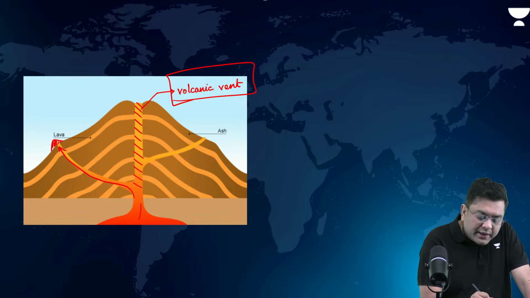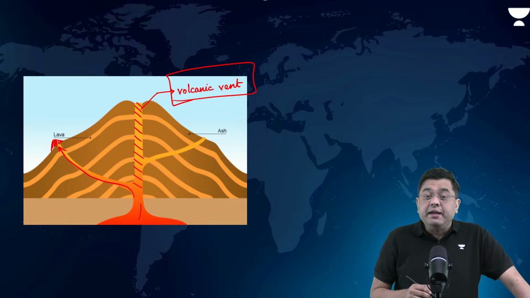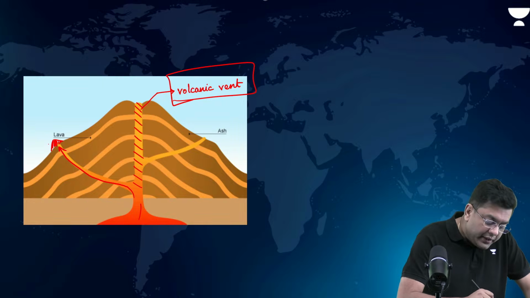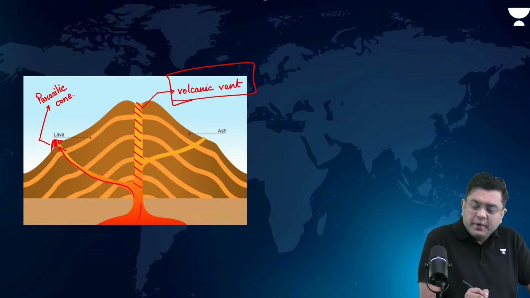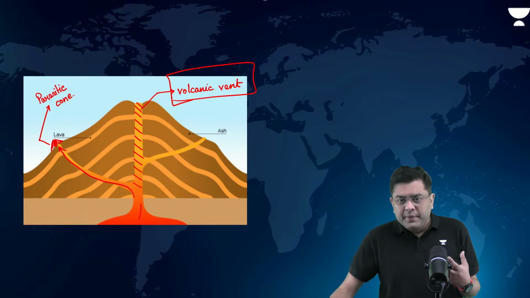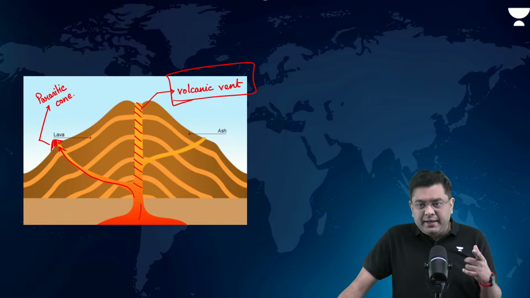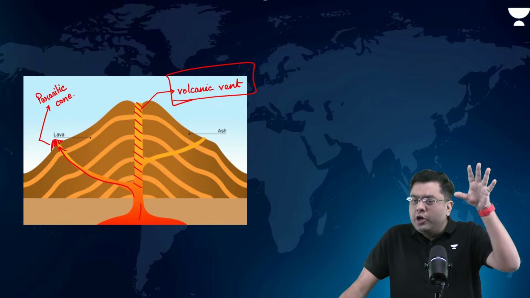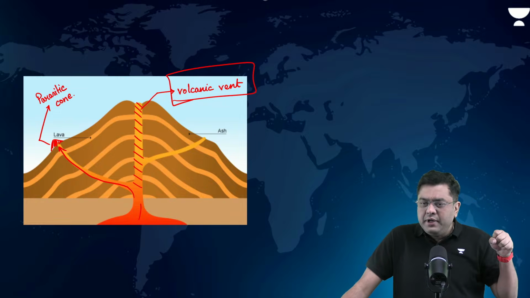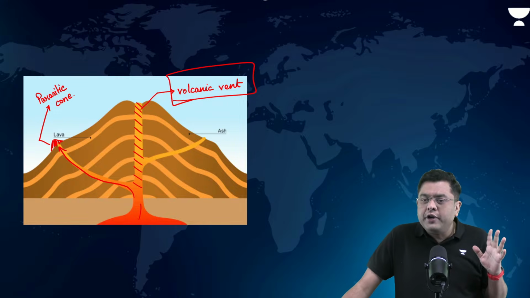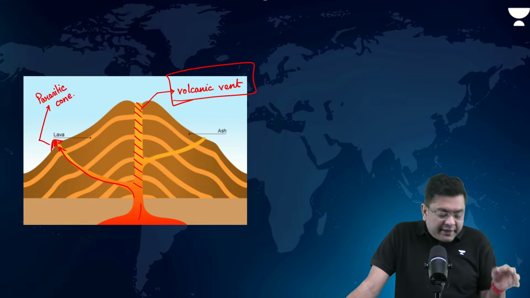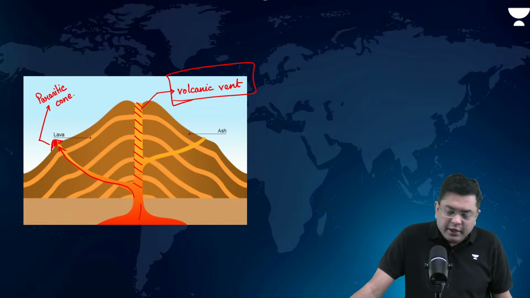This is where the eruption can happen if the main volcanic vent is blocked. This is what is known as parasitic cone. Why parasitic cone? Because just like a parasite is dependent on the host for its own survival, this volcanic cone is dependent on the magma for its entire eruption. That is why parasitic cone.